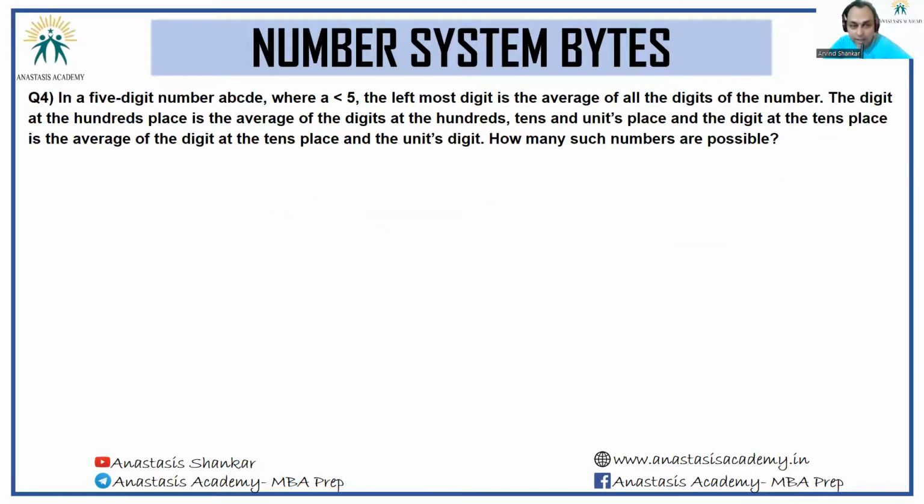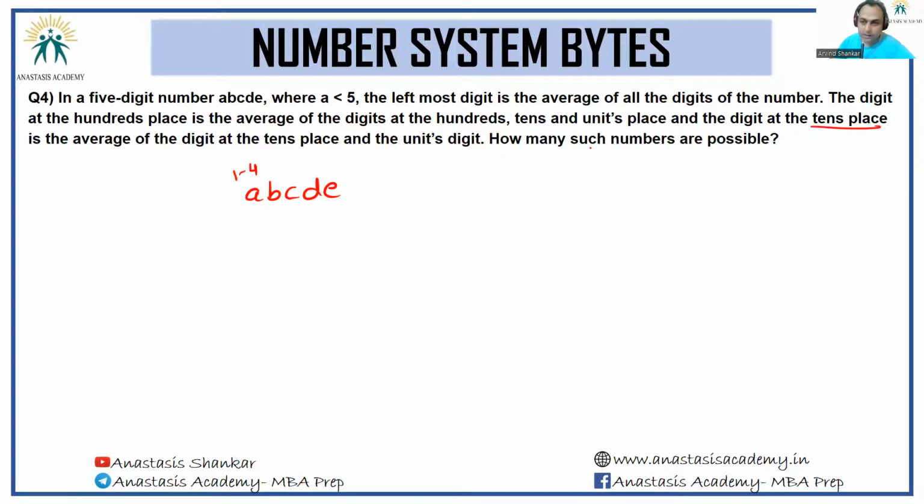Next question. In a 5-digit number ABCDE, where A is less than 5, A can take values from 1 to 4. The leftmost digit is the average of all the digits of the number. The digit at the hundreds place is the average of the digits at the hundreds, tens, and units place. And the digit at the tens place is the average of the digit at the tens place and the units place. This is a wonderful clue.